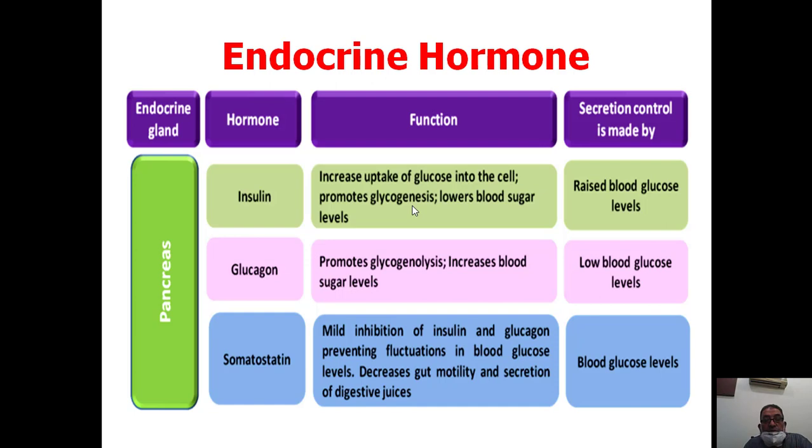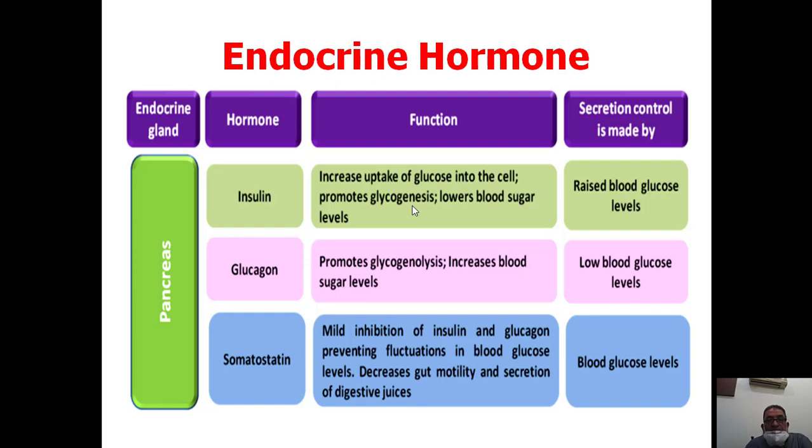So insulin increases the uptake by cells and promotes glycogenesis in the liver, so glucose is stored in the liver, in the muscle, and in various tissues. So insulin is only secreted when there is a raised blood glucose level.